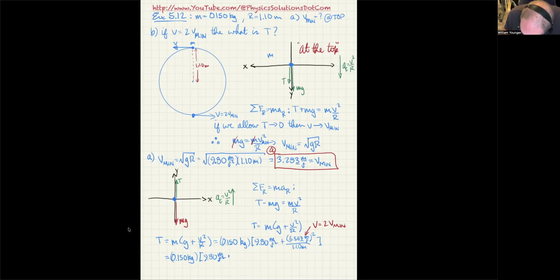plus 39.20 meters per second. So notice the centripetal acceleration is huge compared to the gravitational acceleration. It's almost 4 times as much. So the main thing that we see here is that the centripetal force required to keep it in a circle is way bigger than the weight. That's something that's kind of interesting, and in fact has some ramifications.